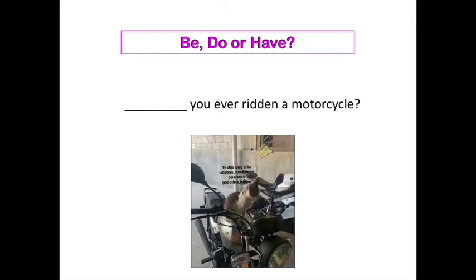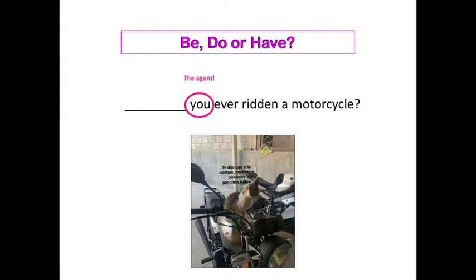You ever ridden a motorcycle? Look at the main verb. Ridden is a past participle. We use past participles with perfect tenses or in passive sentences. So, is this active or passive?